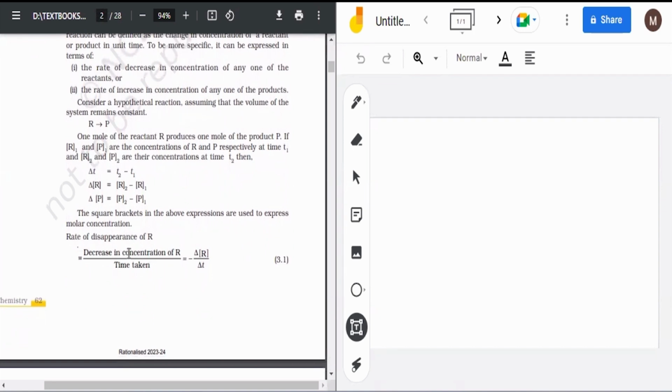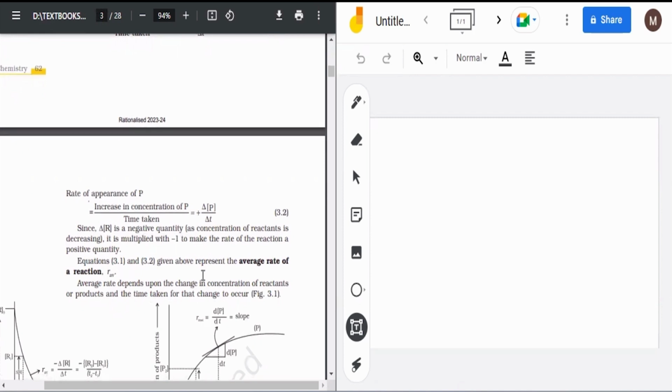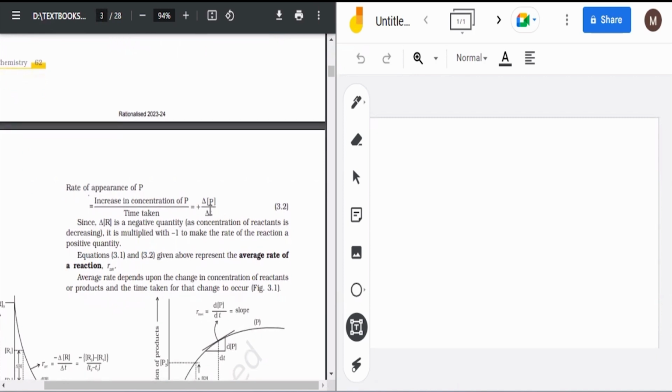To define rate, rate is always something divided by time. For a reactant, it is the change in concentration of reactant divided by time taken, and for a product, it is the change in concentration of product divided by time taken. But remember one thing: in the case of reactants, we take a negative sign because the reactants are consumed as time proceeds. So delta R is negative, and we already take a negative sign to counter the negative part. This is the definition of rate. For a product, we take a positive sign only, because the concentration of product increases with time.